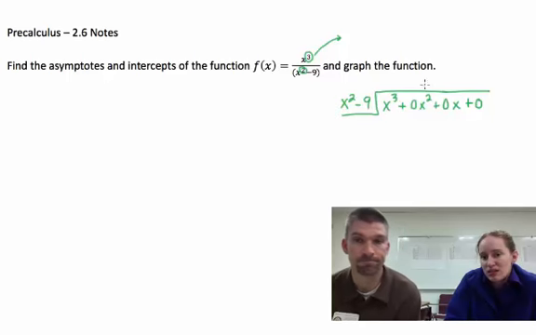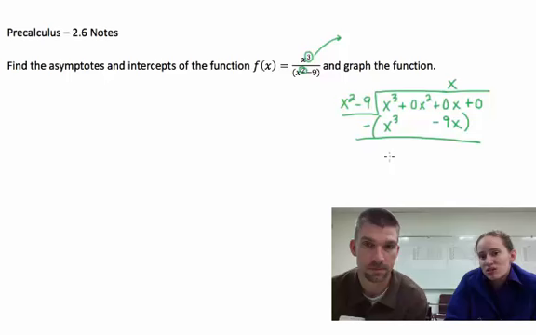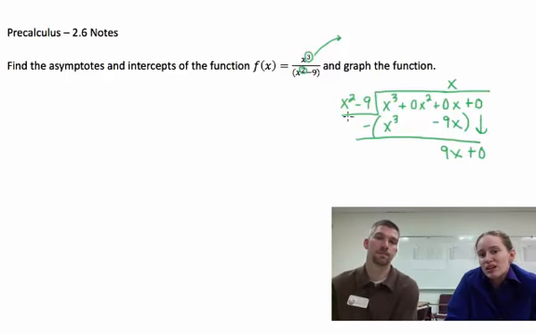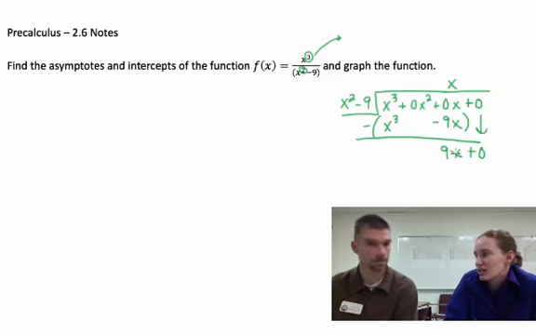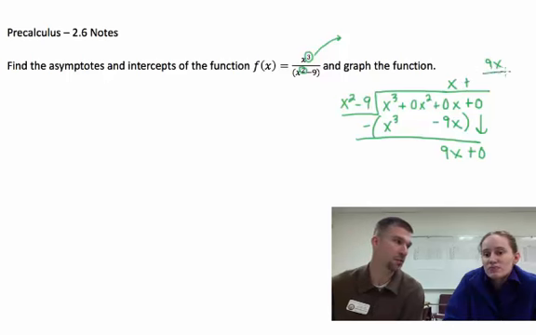x squared times what is x cubed? x. So I put an x here above my other x, and then I multiply. x squared times x is x cubed. Negative 9 times x is negative 9x, but we want to subtract the whole shooting match. So x cubed minus x cubed is 0. If I drop down this 0x squared, it's 0. And then 0x minus negative 9x is positive 9x. We can drop this 0 down if we want to, but pretty quickly we should realize I cannot multiply x squared by something and get 9x. It's pretty much impossible. So that's a remainder situation.